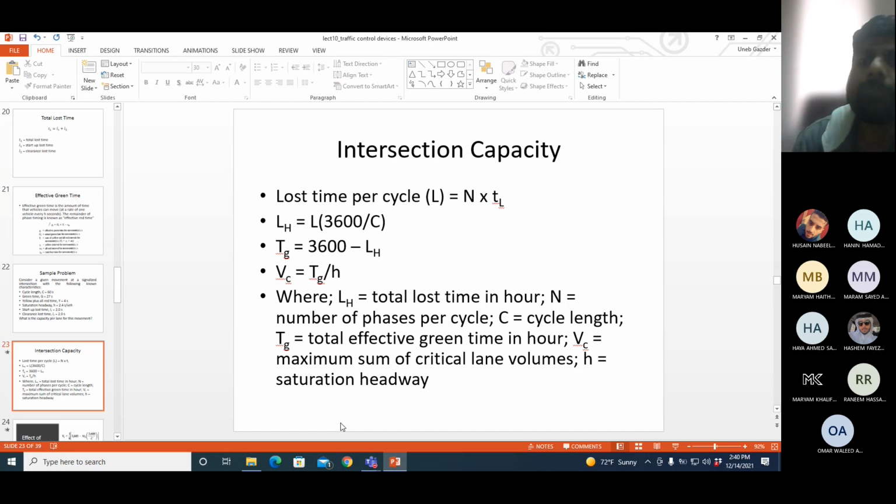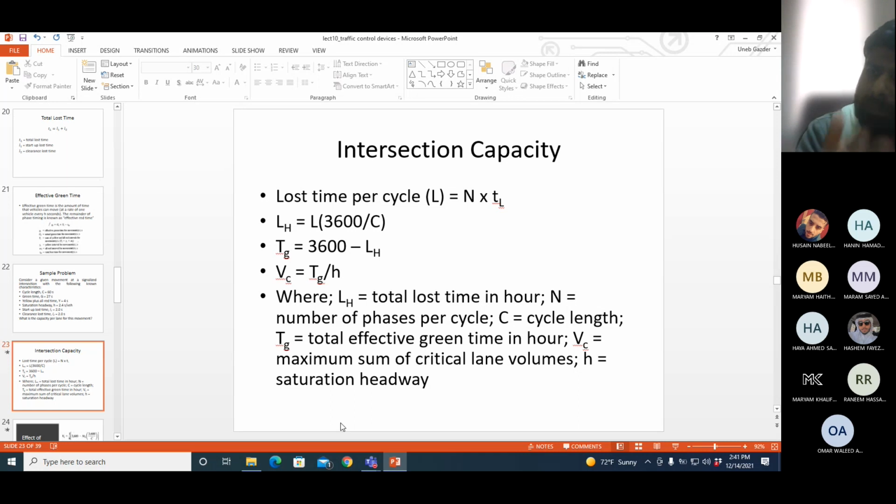Simple. Now during effective green, we already know the vehicles move at a headway of h, at an interval of h. So you want the volume for the entire intersection. This will be effective green time upon h, like we did in the previous example. This is the same approach as the first method. So TG, the total effective green time of 1 hour, divided by h, which is the interval at which vehicles move during TG, will give you the number of vehicles which can move through the entire intersection in 1 hour. So VC is the capacity of the entire intersection.